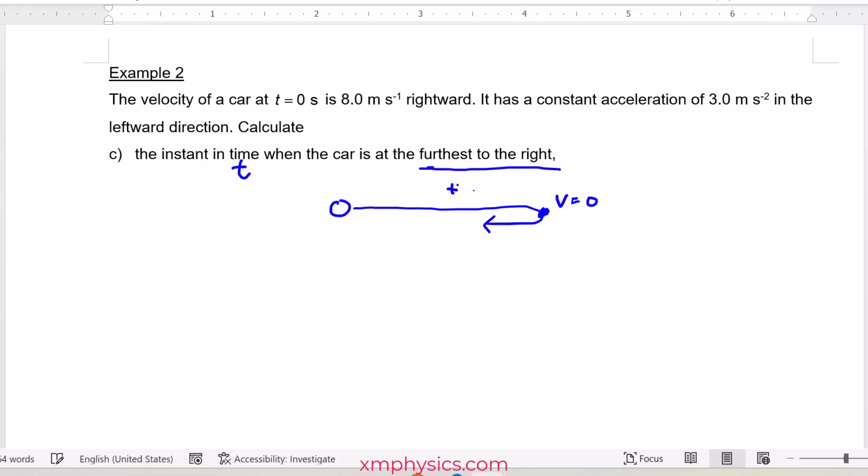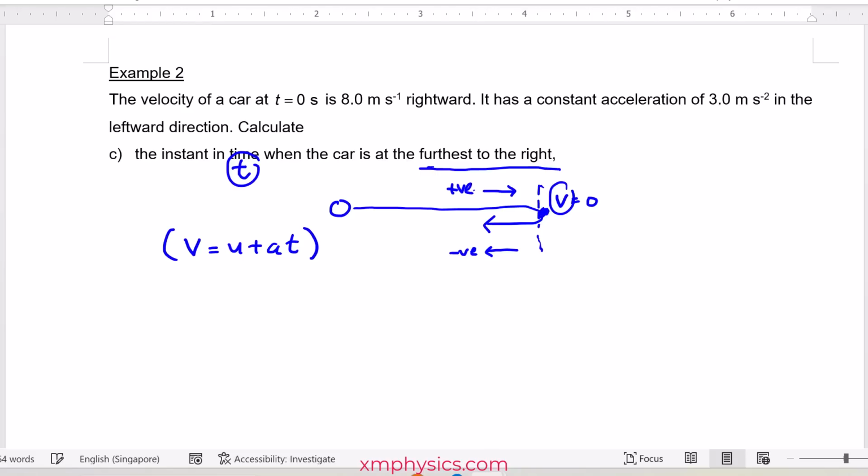Because if the velocity is positive, it means the car is still going rightward. But if the velocity is negative, that means the car has already made the U-turn. So at the instant when it's at the furthest distance to the right, velocity must be exactly equal to 0. So to link t and v together, we use the v-t equation.